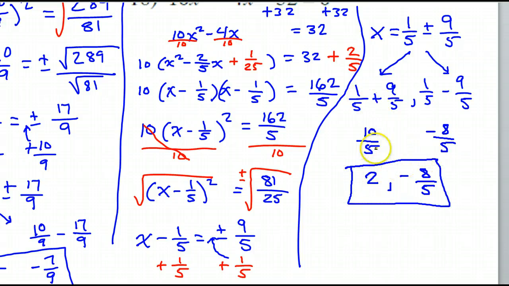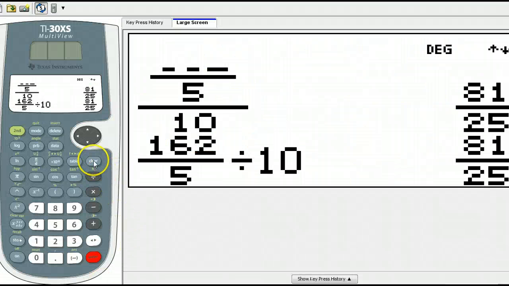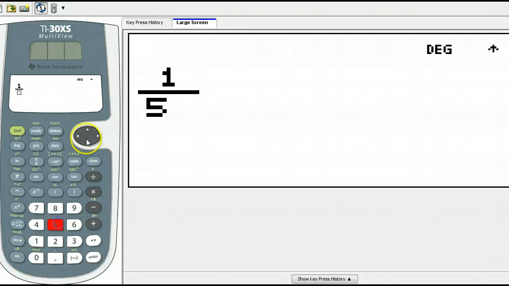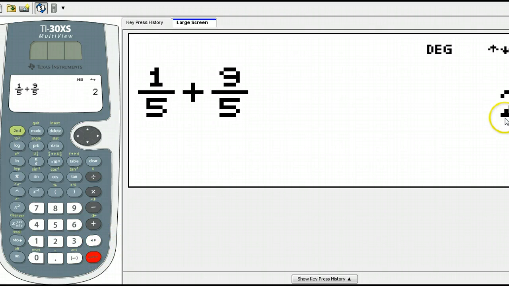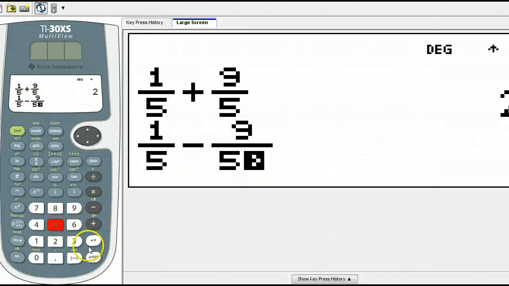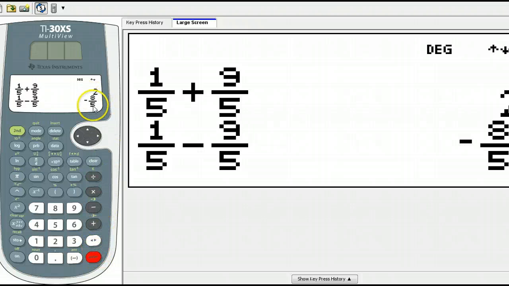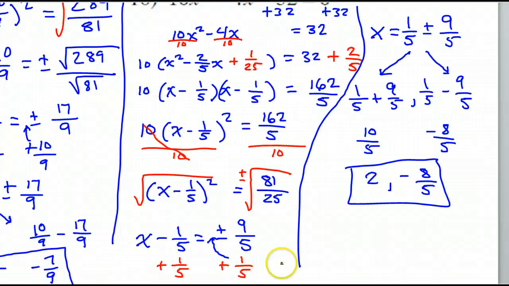Of course, if somehow you did not follow what I just did there, you could use your calculator. 1/5 plus 9/5, and you see that that is 2. Now I could do 1/5 minus 9/5, and you see that is -8/5. So that is it.